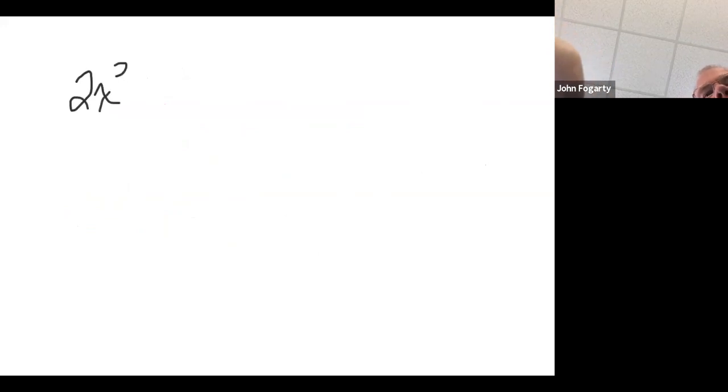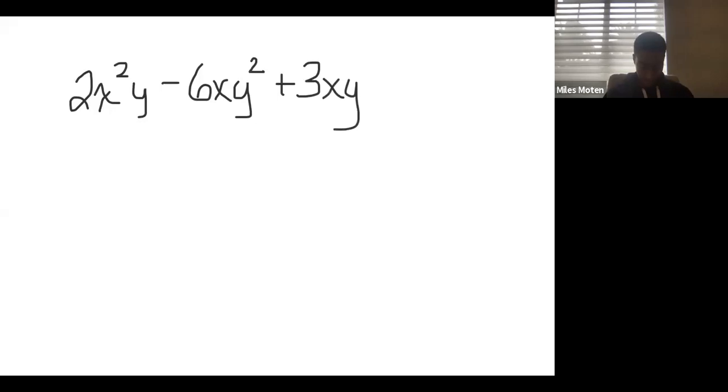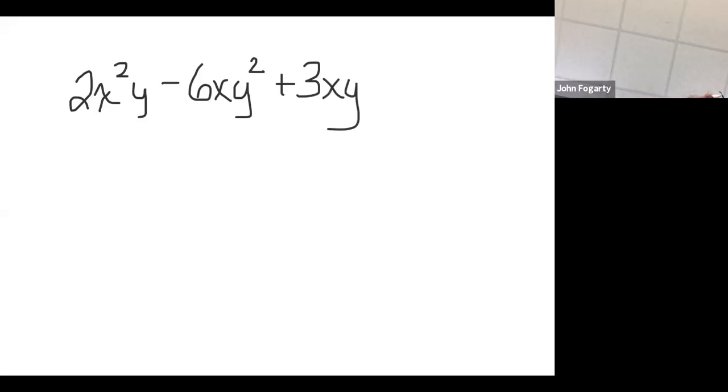2x squared y minus 6xy squared plus 3xy. All right, so we know that we're using the GCF. So I'm going to give you a couple seconds to do that for yourself. All right, so why don't you do that now? I'm going to pause the recording.